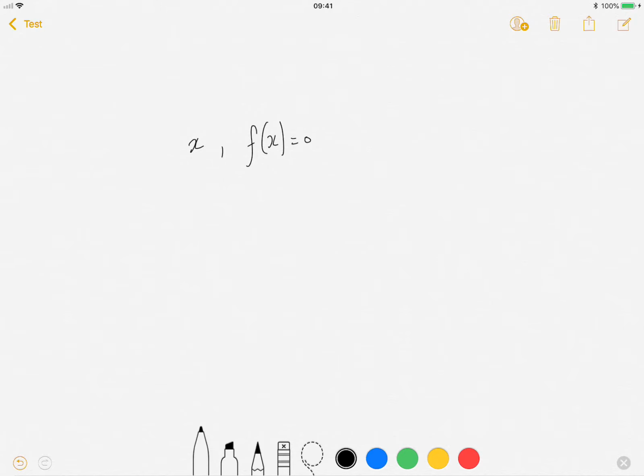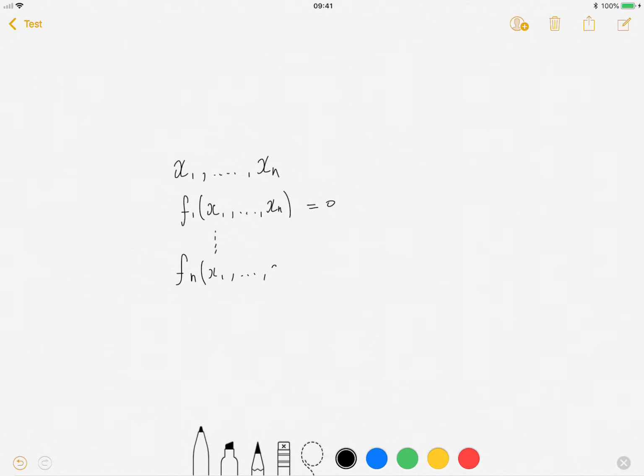But now we want to determine what values of x, where x is some vector, so say x has n dimensions to it. We want to know what values of x satisfy the following equations. So we may have n number of equations, which are all functions of x, our vector. We want to know what are the values of x that satisfy these equations simultaneously.